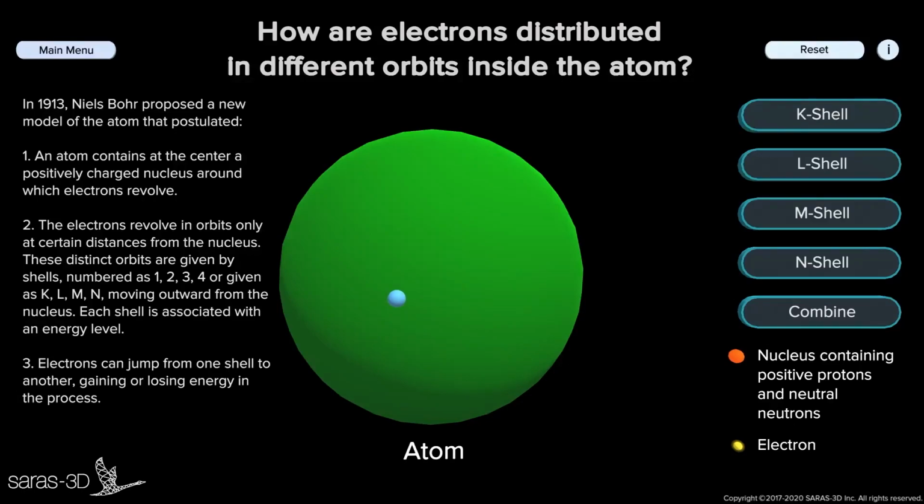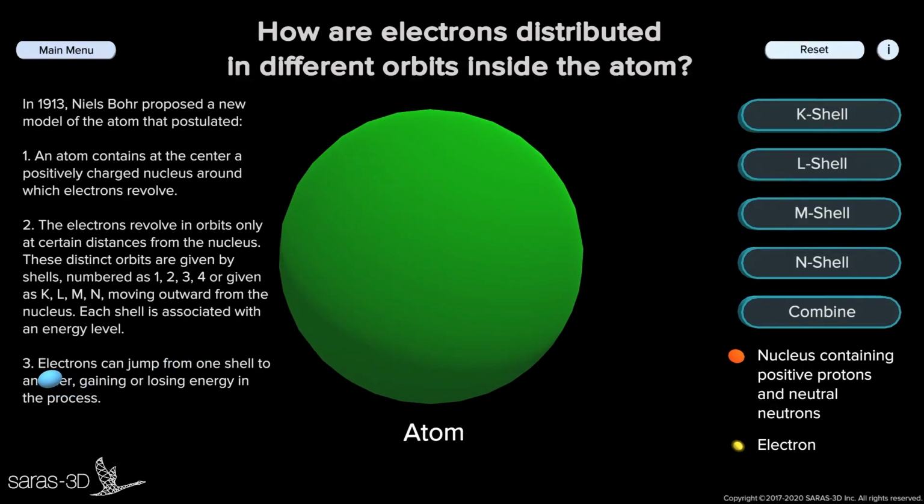And these electrons revolve in orbits only at certain distances from the nucleus. Now these distinct orbits are given shells numbered, as we just learnt, 1, 2, 3, 4, and they were designated with the letters K, L, M, N respectively, moving outward from the nucleus. We also know that each shell is associated with an energy level. The third postulate of the Bohr model of an atom states that electrons can jump from one shell to another, gaining or losing energy in the process.